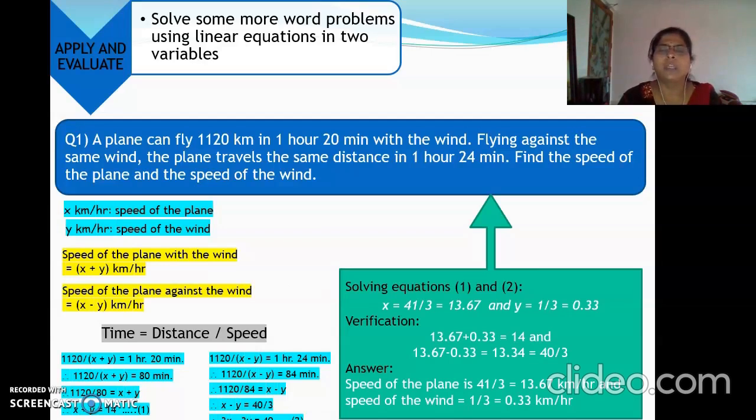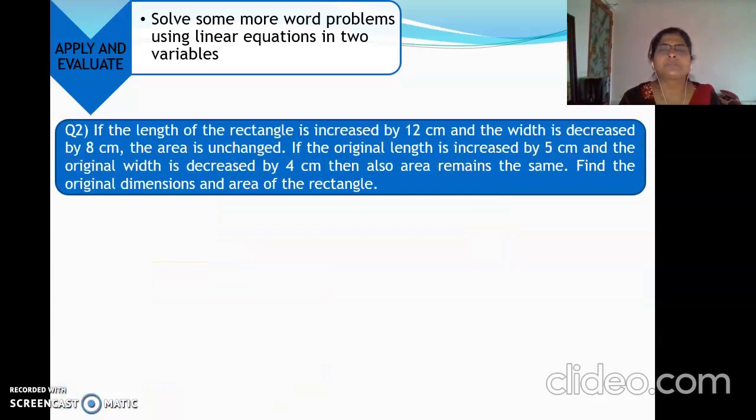Now let's do verification. The sum of x and y gives us 40, and x minus y gives us 40 upon 3. Therefore, the answer is: the speed of the plane is 41 upon 3 or 13.67 km per hour, and the speed of the wind is 1 upon 3, that is 0.33 km per hour.